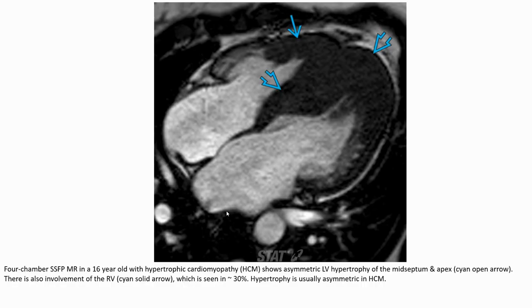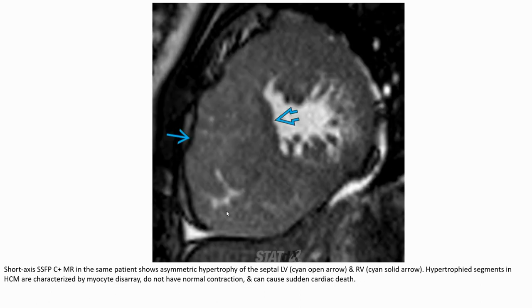This MRI shows asymmetric hypertrophy of the mid septum and apex. There is also involvement of the right ventricle, which is seen in 30%. Hypertrophy is usually asymmetric in hypertrophic cardiomyopathy. This MRI shows asymmetric hypertrophy of the left ventricle and right ventricle, with hypertrophy signal in hypertrophic cardiomyopathy. These patients do not have normal contraction and can suffer sudden cardiac death.